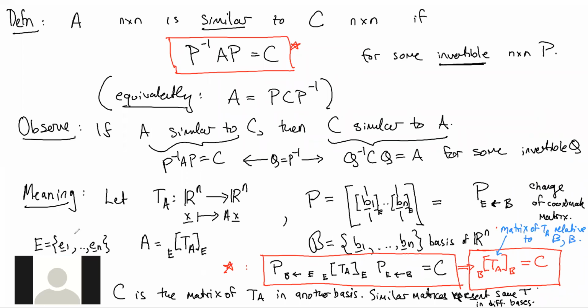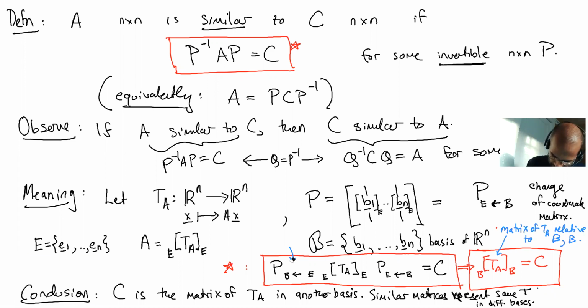Okay, yeah. So see, in this equation down here, the subscripts line up perfectly, right? That's why this is a good notation. And that's how you get the B to B. You go B to E, and then you have the matrix of A in the E to E bases, and then you go from E to B. Got it. Thank you.